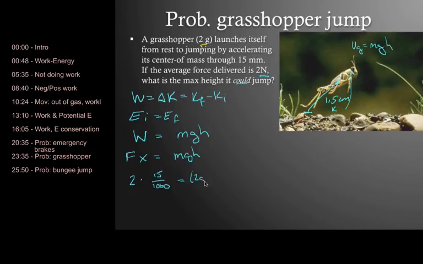So this is 2 grams over 1,000, and then 9.81, and then all the h that we're looking for. When we solve for h, we're going to get 1.5 meters. So if the grasshopper wasn't just jumping at some angle and he decided to jump straight up, he could go up 1.5 meters.